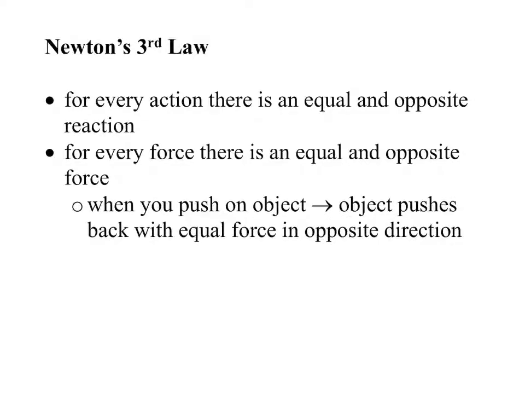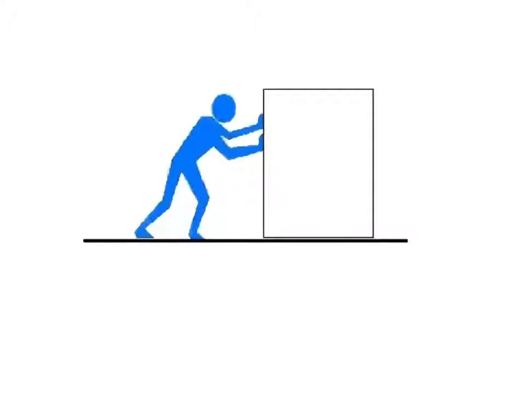Okay, so when you push an object, the object is actually pushing you back with equal force in the opposite direction. Basically, if you have the force of object A on object B, then B is going to push back on A. So that's equal to negative force, right? So they are equal and opposite. They're equal, but just in different directions.